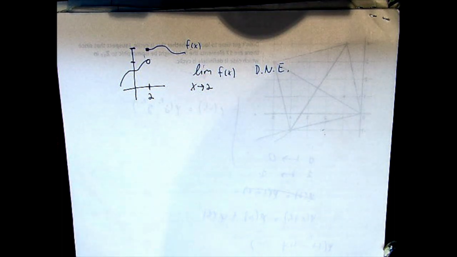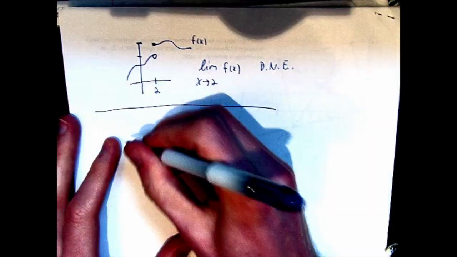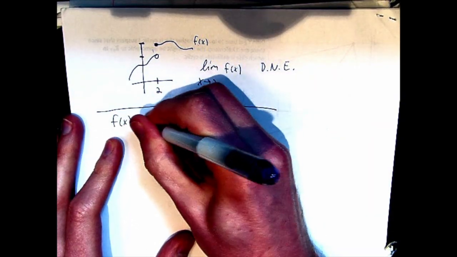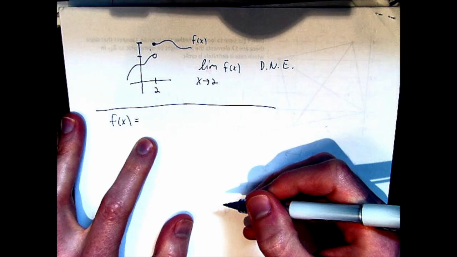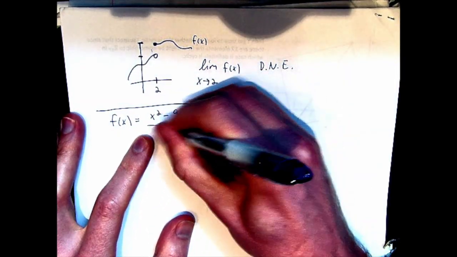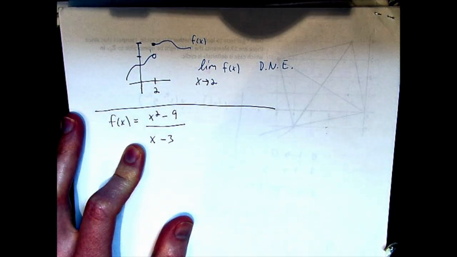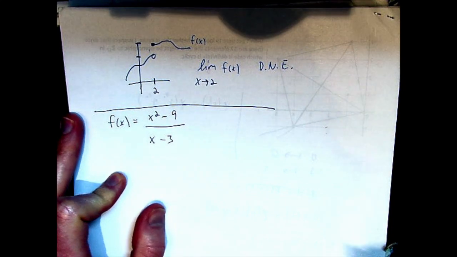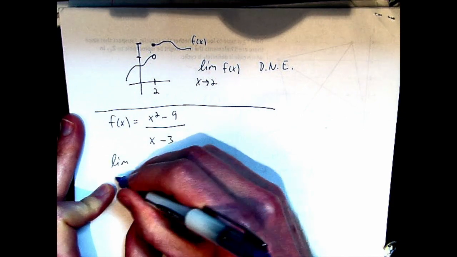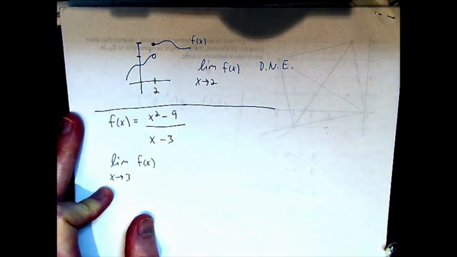So let's begin with the motivating example. Let's consider the function f of x equals, and instead of giving you the graph of this function, I'm going to give you the formula. X squared minus 9 over x minus 3. So let's have a look at this function. Suppose that we want to evaluate the limit as x approaches 3 of this function.